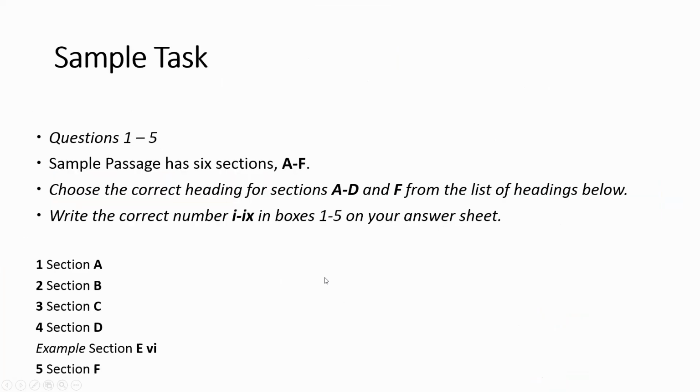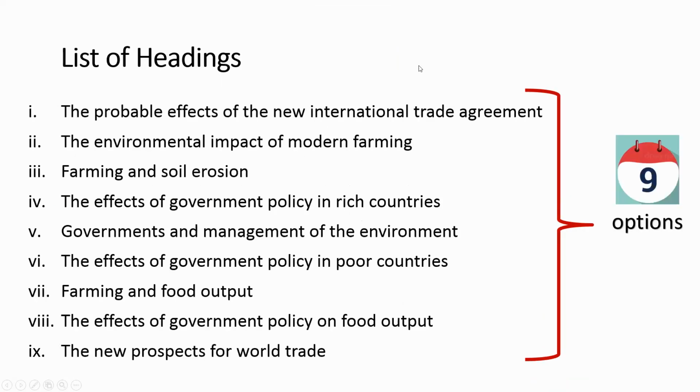So here is our sample task in the actual IELTS. This sample passage has 6 sections or paragraphs from A to F. Then we are expected to choose the correct heading for sections A, D and F from the list of headings below. So I will give you the headings now.